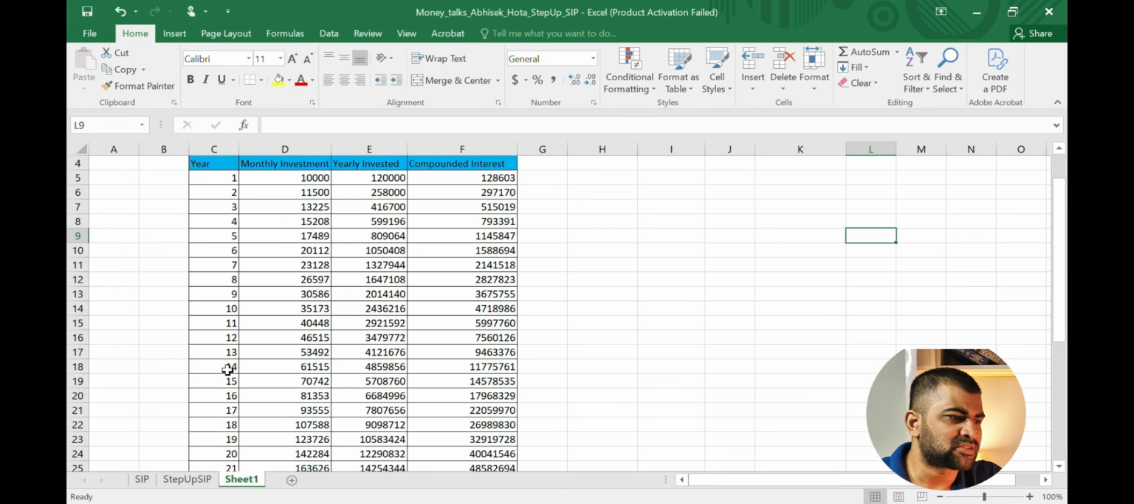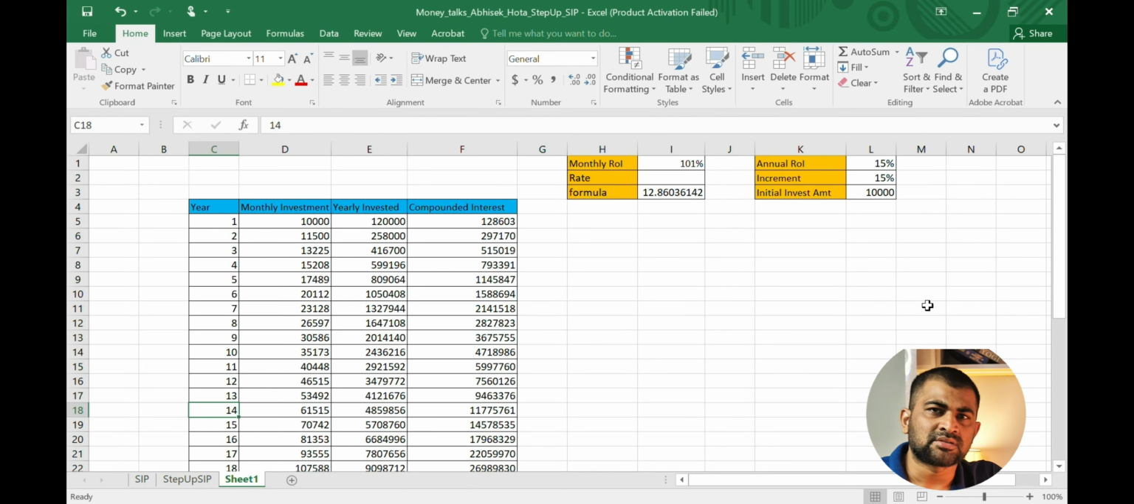See, now what is the difference? So if you see, you're reaching 1 crore at 14 years. Okay, which is 1 year less.